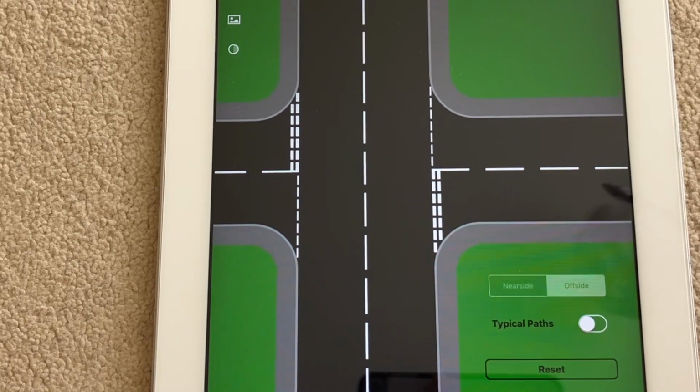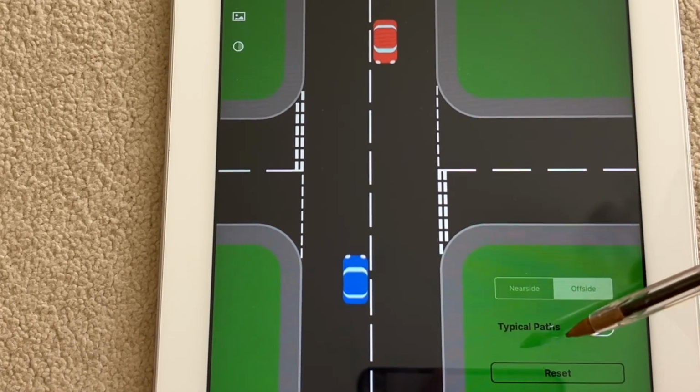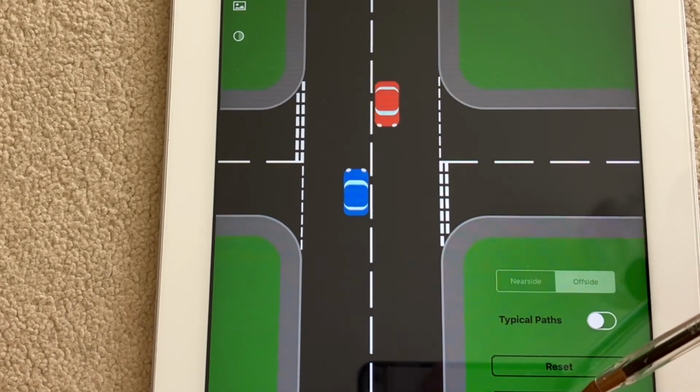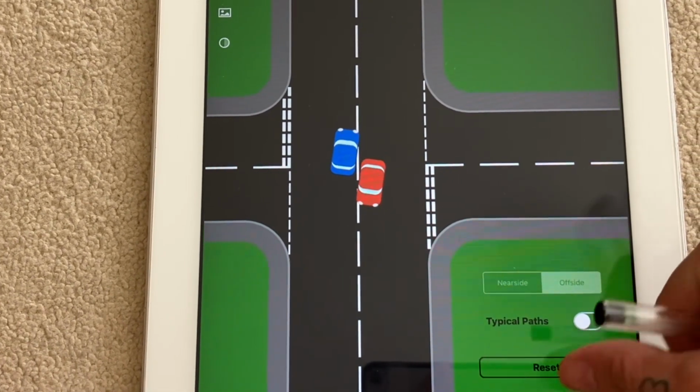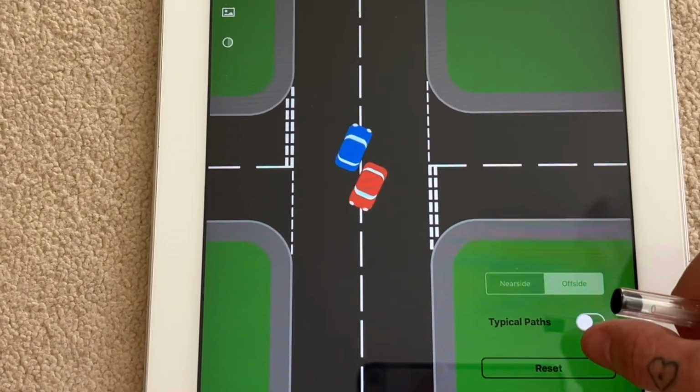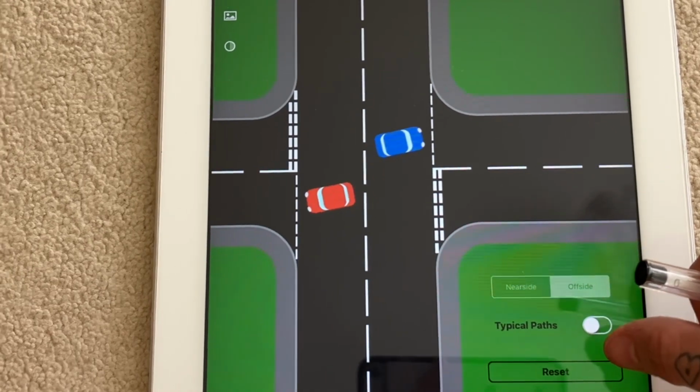Or the other way to do it is that you can do offside to offside, which is when you pass each other like that. And then you turn. All right. So those are the two turns.